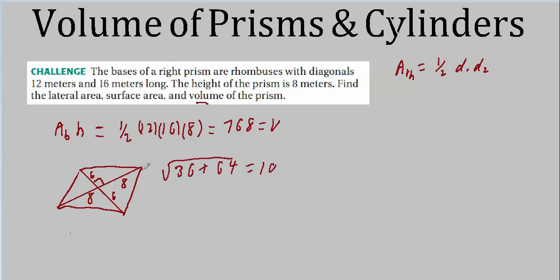Well, the lateral surface for one of the rectangles connecting up these rhombuses would be 8 times 10. And we need 4 of those. And if we multiply this out, we get 320, and this would be meters squared.